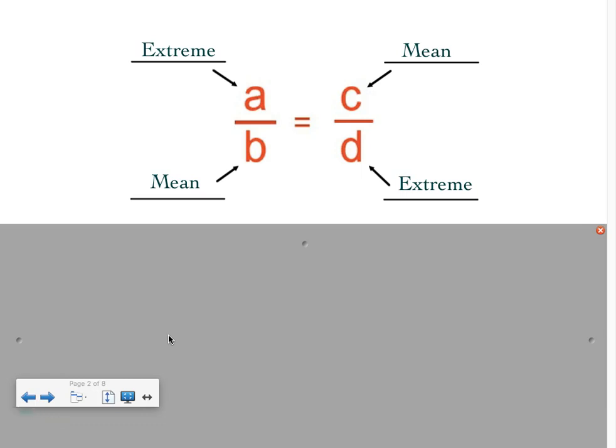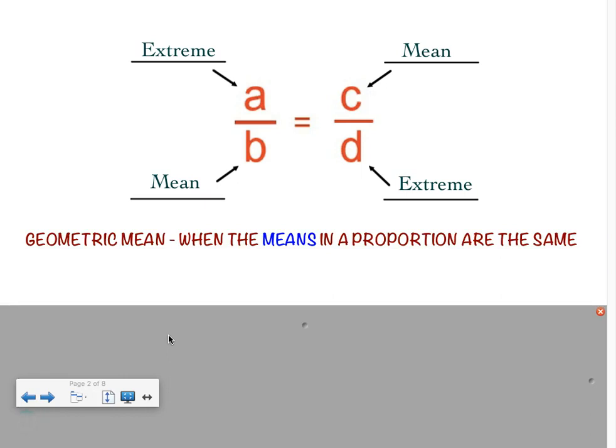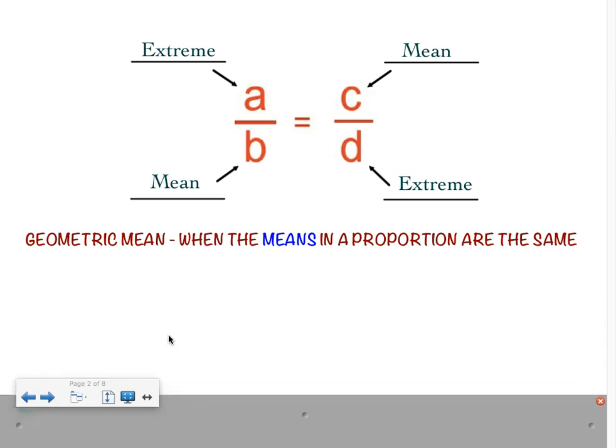But we have this geometric mean, and that is when your means are the same. So in a proportion, if your means are the same, we can find the geometric mean. It's kind of like a little formula, just a computation. So let's just see what that would look like.